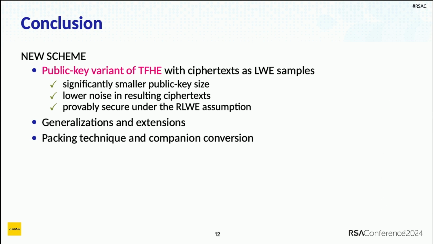So I just presented a public key variant of TFHE. The main advantage is the size of the public key, which is much smaller. Ciphertexts are slightly less noisy, and so it's probably secure. I also showed some generalization, an extension, on how to encrypt multiple messages.